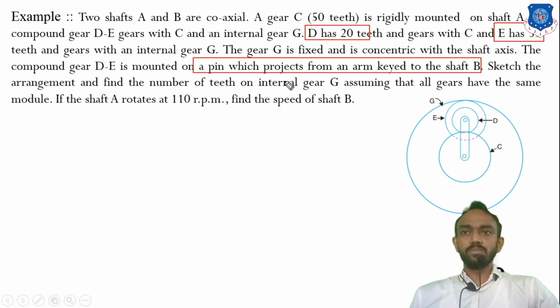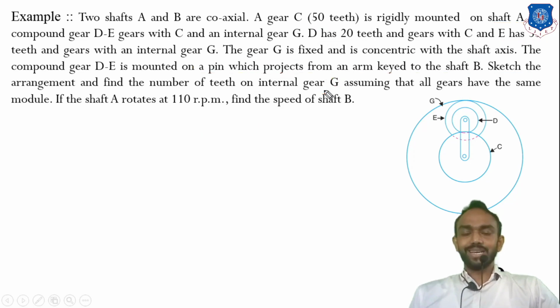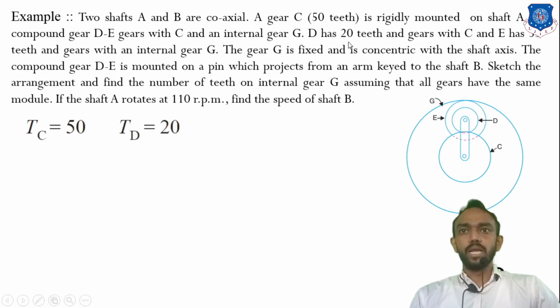Remember, what is the meaning of this? It means the RPM of the arm is equal to the RPM of shaft B. Sketch the arrangement and find the number of teeth of G. Let's start the example and write down the given data. So teeth of C and D are 20, E is 35.